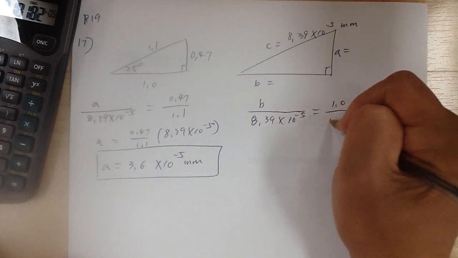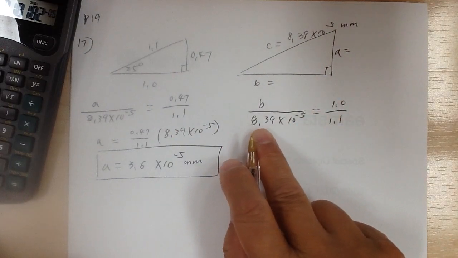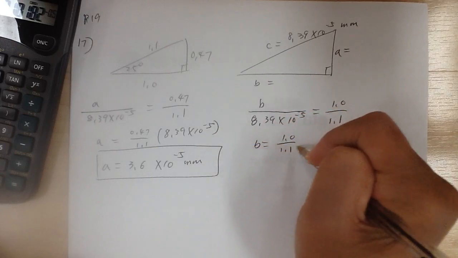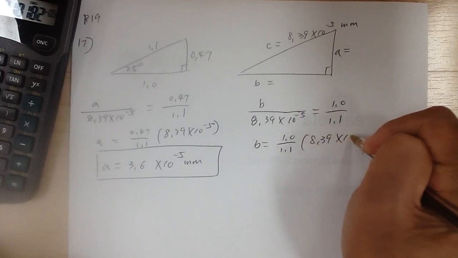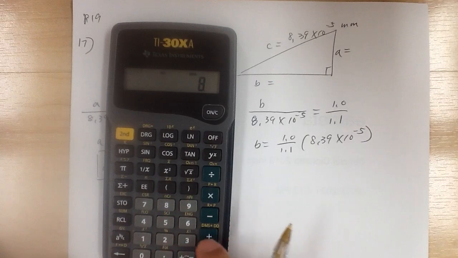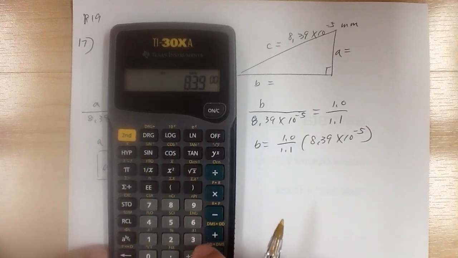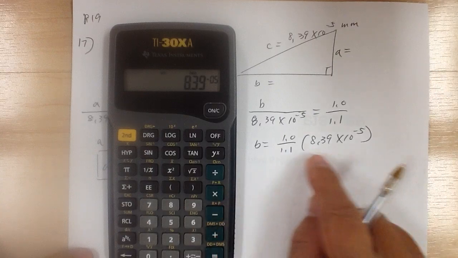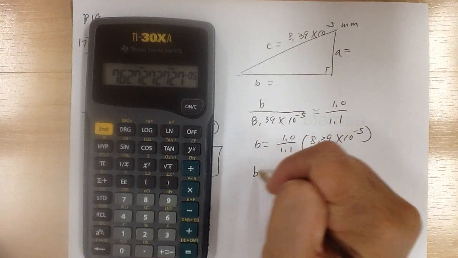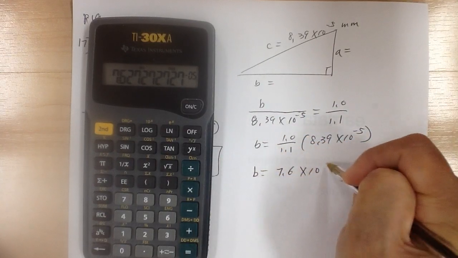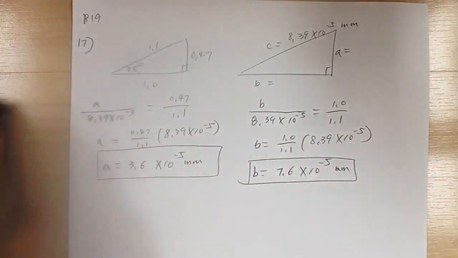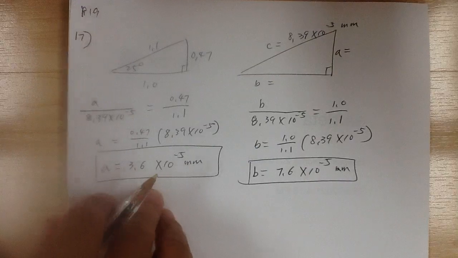So it will be equal to 1.0 over 1.1. You can multiply by the common denominator to get it over. So b equals 1.0 over 1.1 times 8.39 times 10 to the negative 5. 8.39 EE negative 5 times 1 doesn't do anything, so divide by 1.1, equal. So b equals 7.6 times 10 to the negative 5 millimeters. That takes care of number 17.